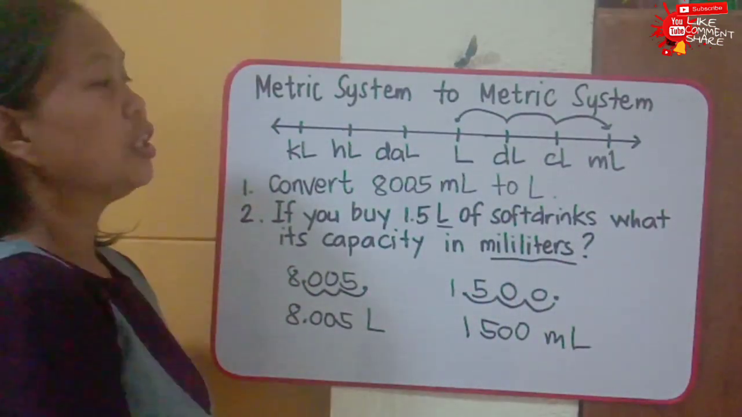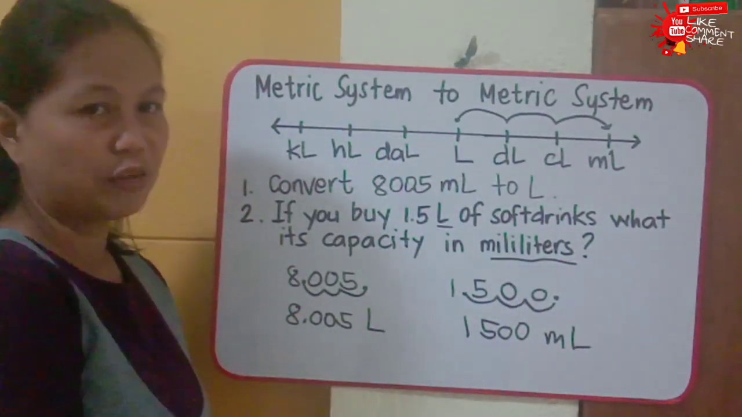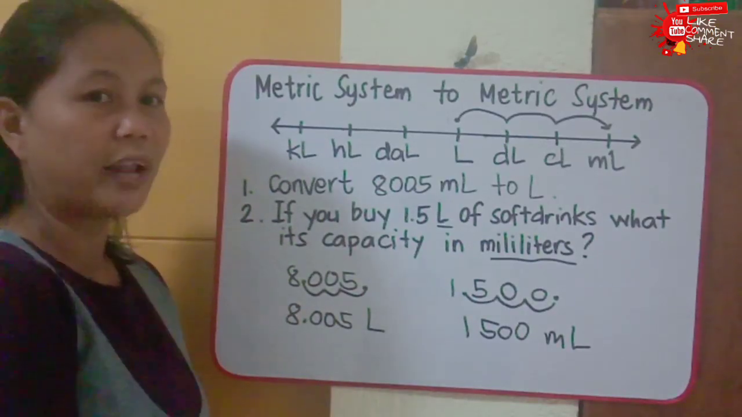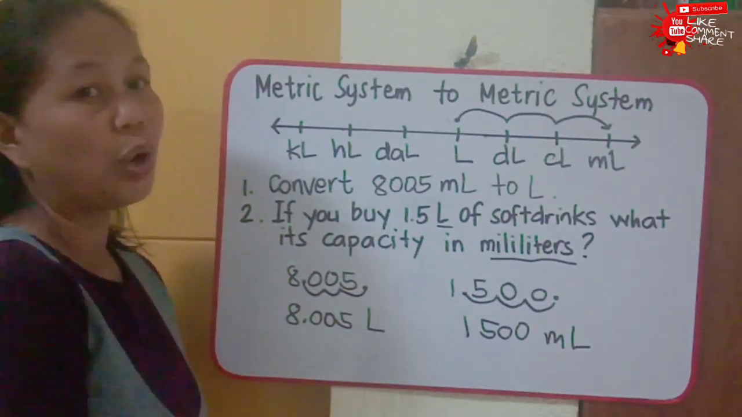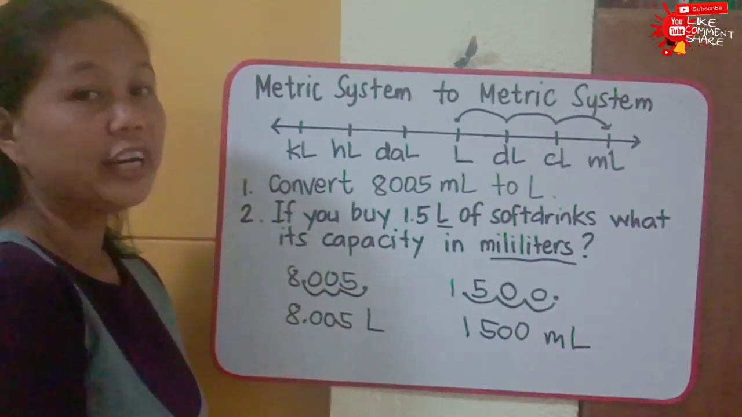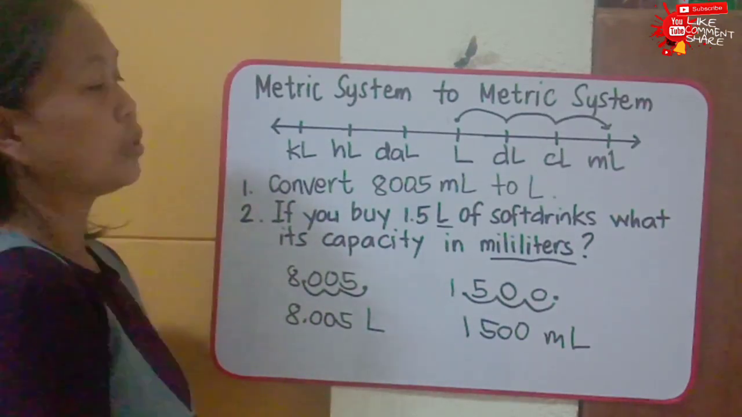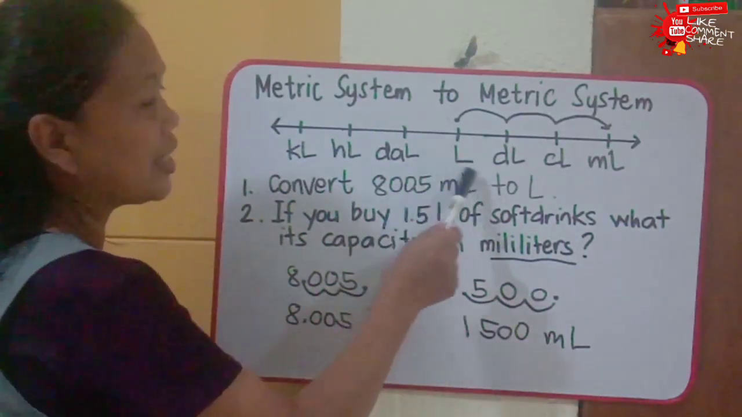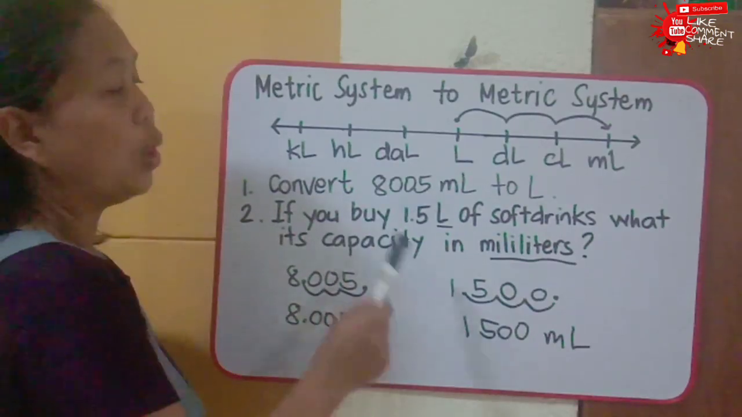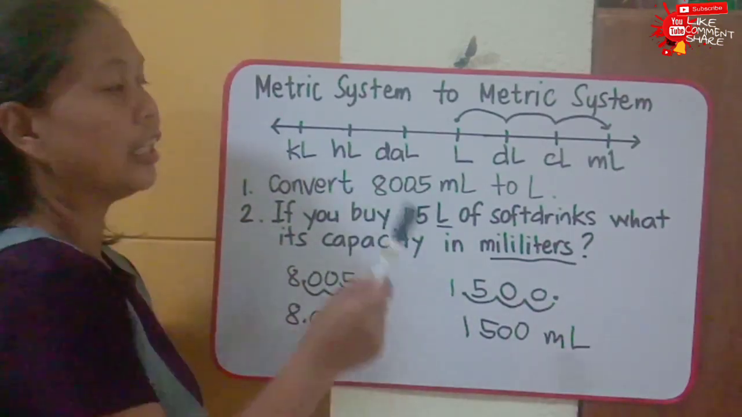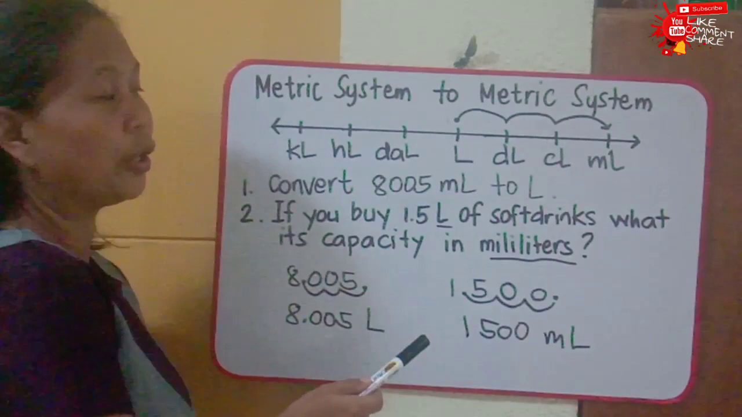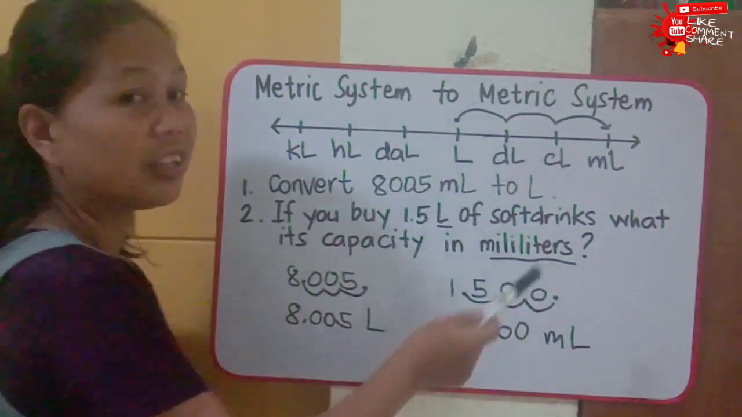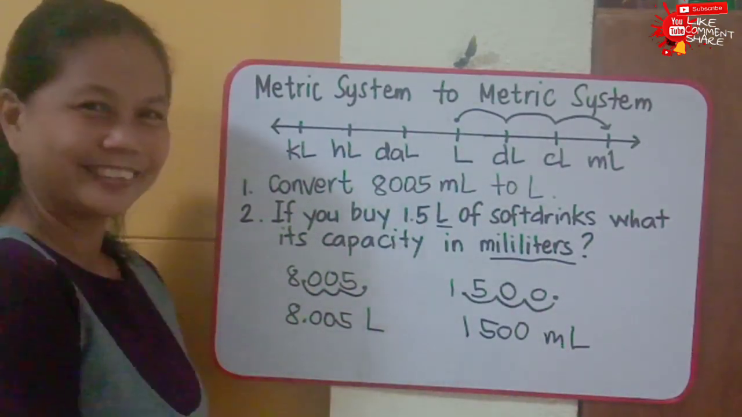But take note, class, that if we are going to use this metric converter, we will just count the number of spaces. No need to multiply it by 3 even though we are in volume or capacity. So again, if the basic unit is liter, no need to multiply the decimal places or the spaces between the units by 3.